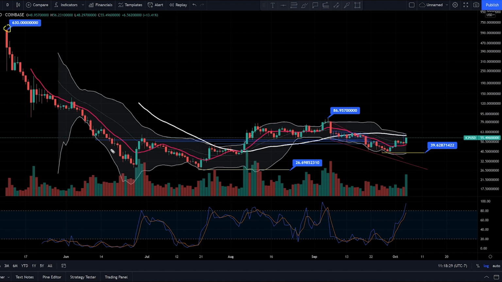After that, the price retraced, dropped all the way down to about 26, swung back up, ran all the way to 86, dropped down to about 39.6, found bottom, and started to rebound. So far today, Internet Computer is up about 13%, trading at 55.5 on very strong volume. So it looks like Internet Computer is beginning to make this reversal in price.